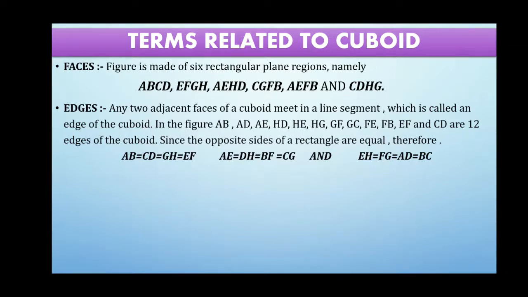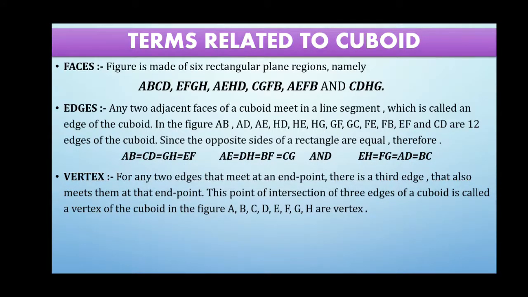Since opposite sides of a rectangle are equal, we can easily say AB is equal to CD is equal to GH is equal to EF, and AE is equal to DH is equal to BF is equal to CG, and EH is equal to FG is equal to AD is equal to BC.